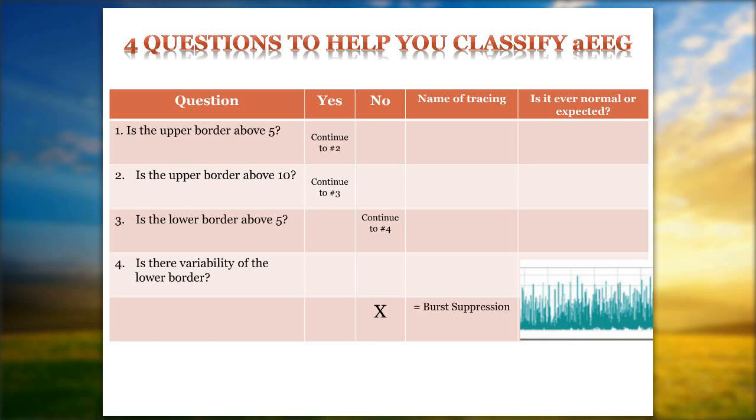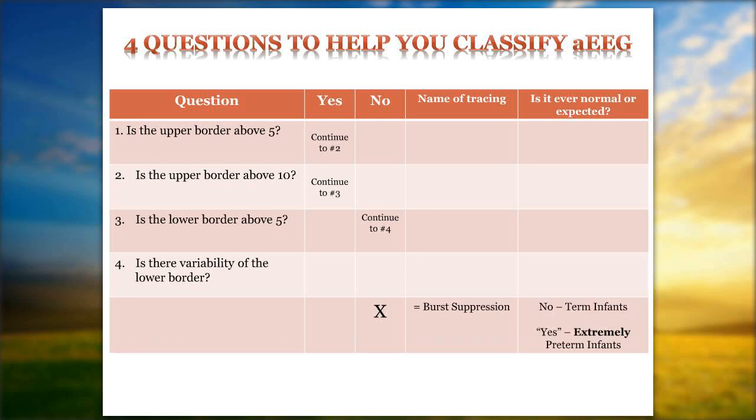And lastly, if we look at the lower margin and we see that it is below 5 and lacks any of that variability, now we know we're looking at a burst suppression tracing. In that case, we know that for most babies, this is not an expected or normal tracing that we would want. If it's an extremely premature baby, it's kind of quote unquote normal, but really we are not expecting to see a true burst suppression pattern for any baby.